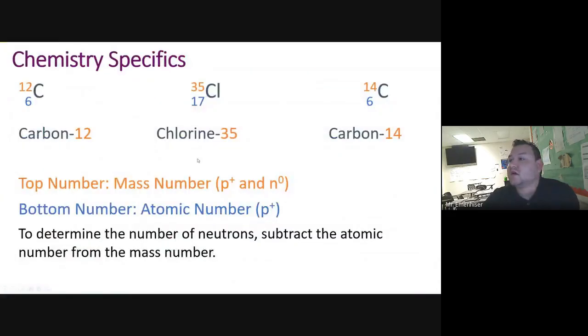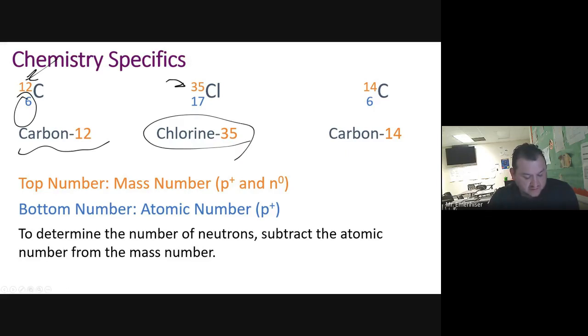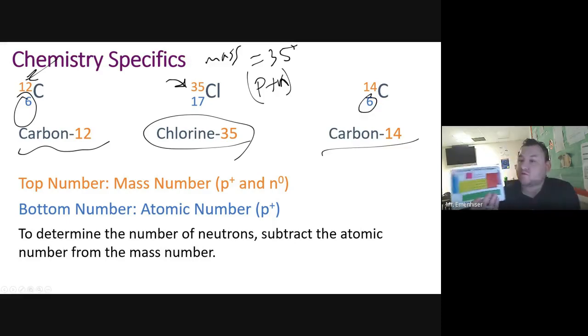Only got a couple slides here. Here's some examples here. So this is carbon 12. It's carbon, so it has an atomic number of 6. And then the mass number goes up here. Okay. Chlorine 35. The mass is right there, so that's chlorine 35. So that's what it looks like. It's got a total mass. It's 35. Protons plus neutrons. Okay. And then carbon 14, it's carbon, so it has atomic number 6, because carbon's atomic number, again, on the periodic table is 6. And then it has a mass of 14.